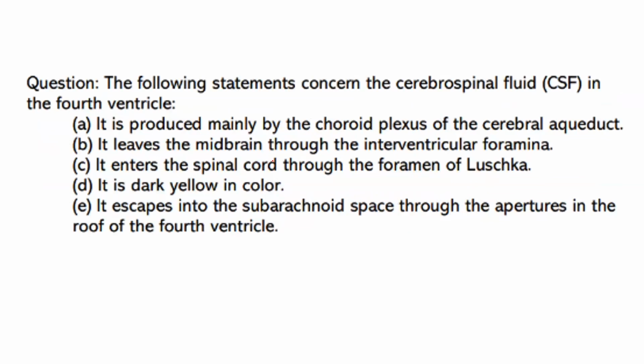Okay. The following statements concern the CSF. And the fourth ventricle. Okay. Produced mainly by the choroid plexus of the cerebral aqueduct. This isn't true. The choroid plexus is way before the cerebral aqueduct. It leaves the midbrain through the interventricular foramina. This is the correct answer.